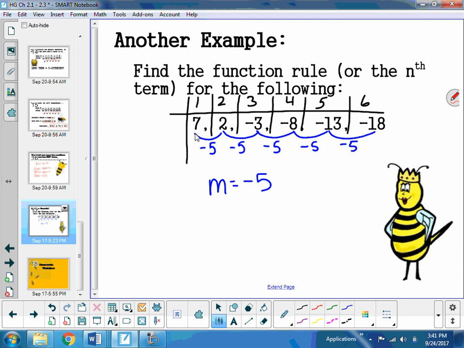Now remember, I want to go backwards to that 0 term. So I need to figure out, what did I subtract 5 from in order to get 7? Well, that was 12. So my y-intercept is 12. So f of x or f of n, whatever you want to use, is going to be negative 5x plus 12.